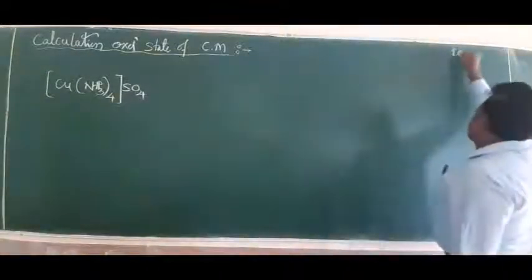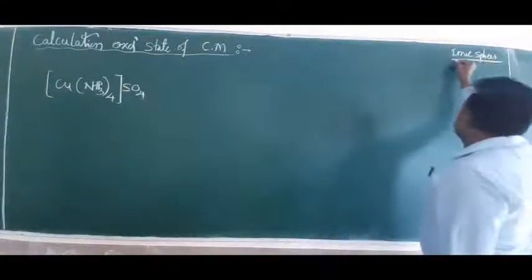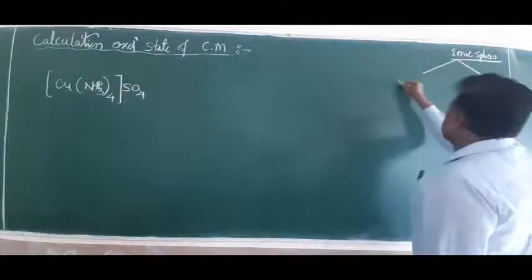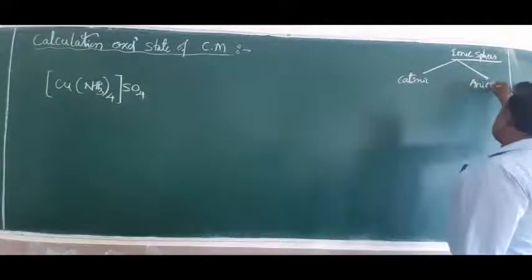This is the ionic sphere. There are two types of ionic spheres: one is cationic and the other is anionic.